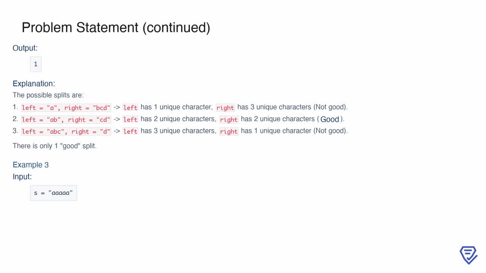Now, consider another example where S equals ABCD. Here, the output is 1, as there is only one good split possible. Let's evaluate the splits. Dividing into left equals AB and right equals CD results in both substrings having two unique characters, making it a good split. However, other splits, such as left equals A and right equals BCD or left equals ABC and right equals D, fail to meet the criteria because the number of distinct characters on each side is not equal. Thus, there is only one valid split in this case.